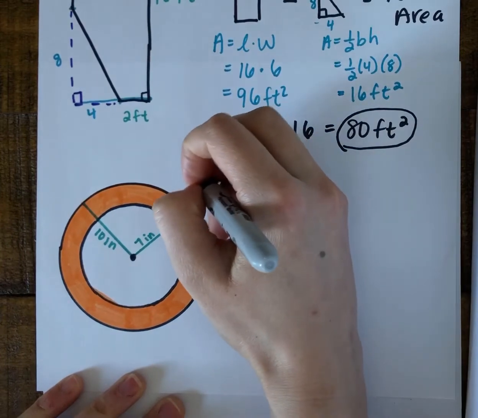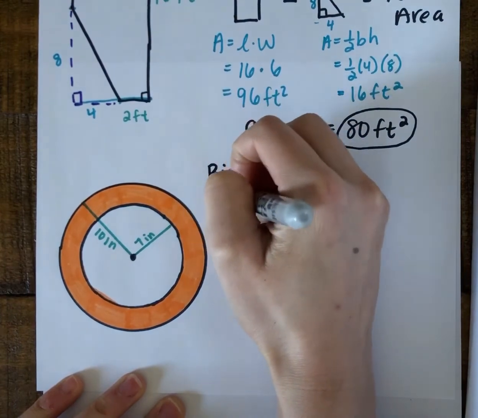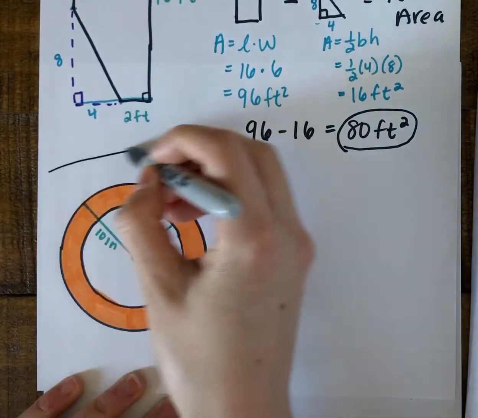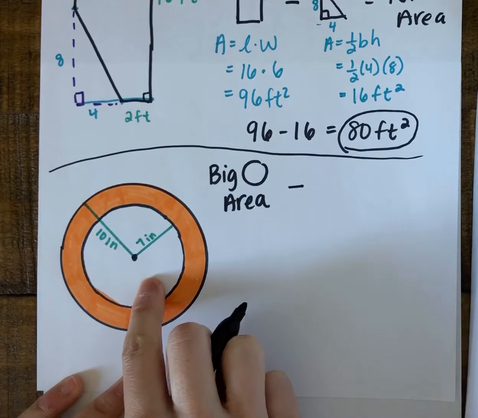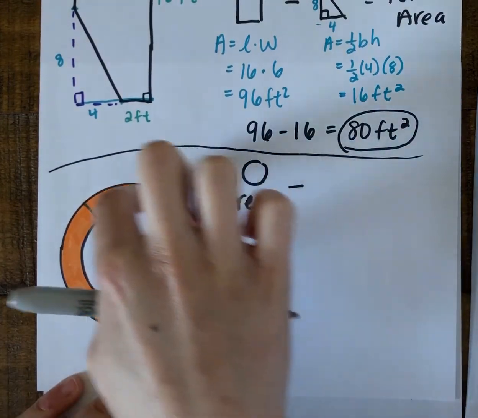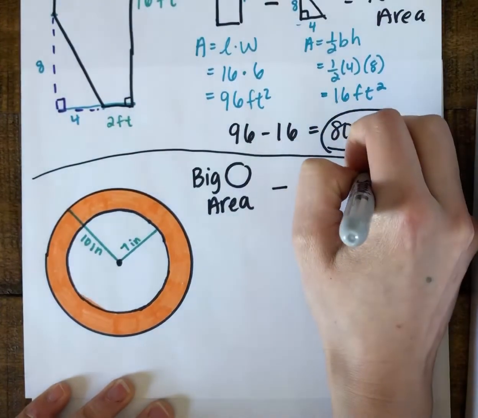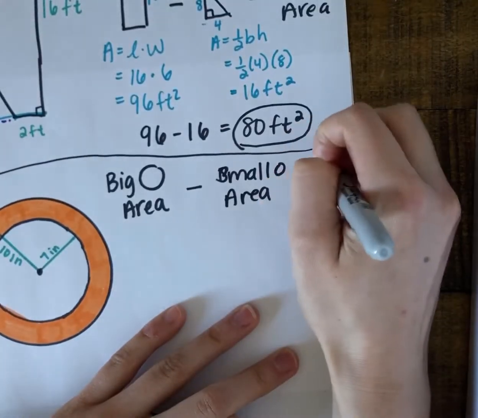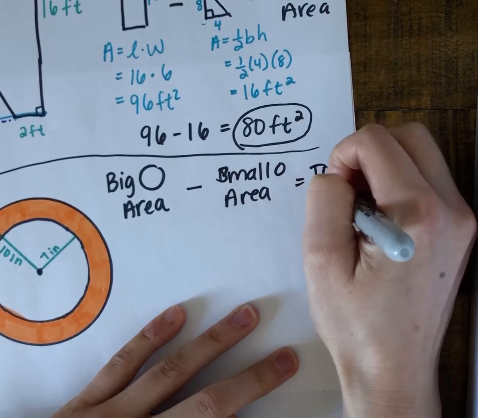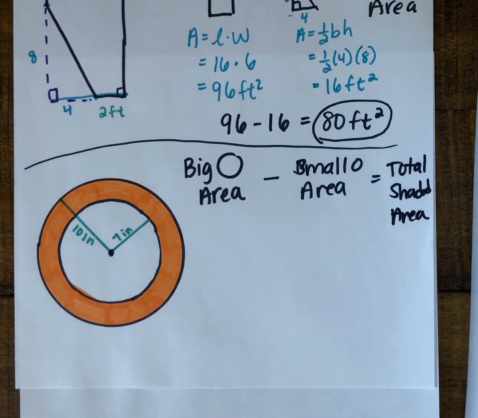take the area of the big circle and I would subtract out the smaller circle's area as if I were physically cutting it out of the paper, and I would be left with just this ring of area. Big circle area minus small circle area. And that'll give me my total shaded area, I should say. So that's the plan.